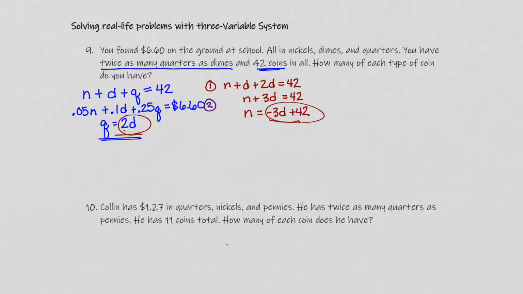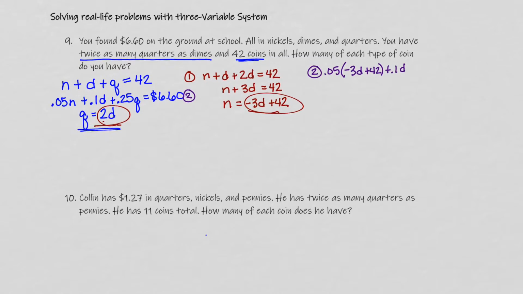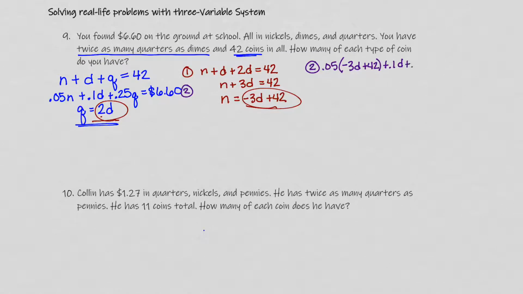Okay, so equation number 2 is 0.05 times whatever n is, and we're saying n is negative 3d plus 42. Then plus 0.1d, I don't know what d is yet, plus 0.25q, and we said q was 2d, and that is going to equal 6.60. I'm just going to leave off the 0 there.